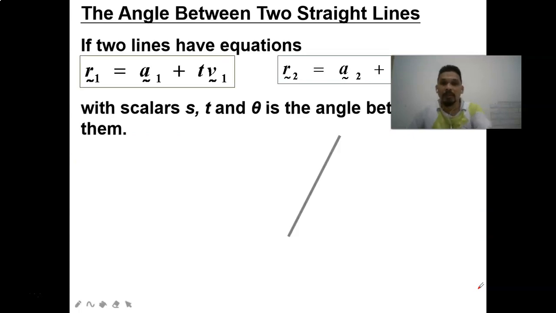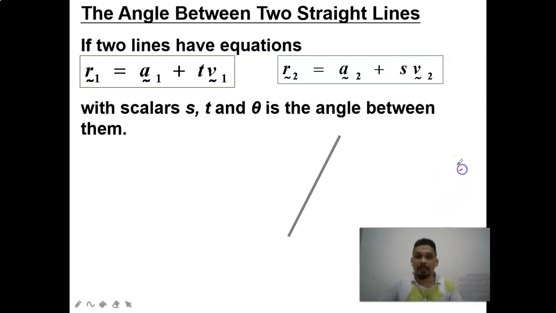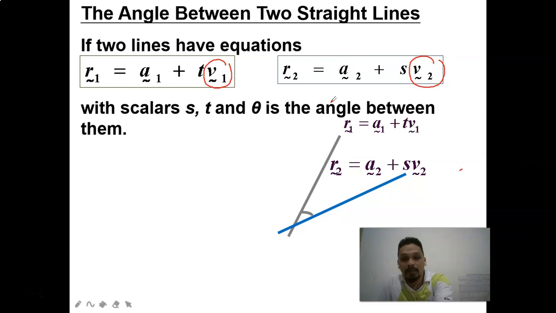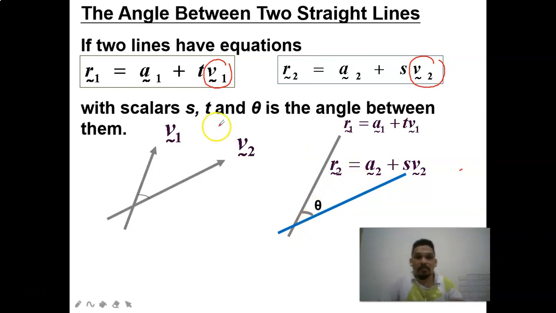Now, when given two lines, or called vectors of R1 and R2. So class, this is our main focus here now. The vectors V1 and V2 with scalars S, T, and theta is the angle between them. This is the equation of vector R1 and also R2, and this angle between them. It's just like the reference vectors here, which are V1 and V2. Okay, theta.